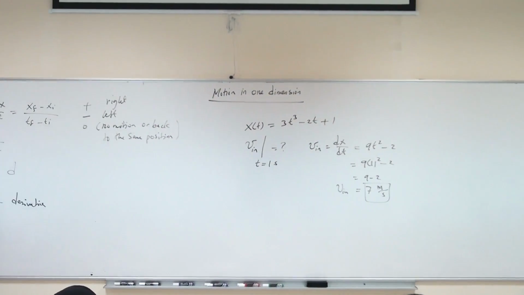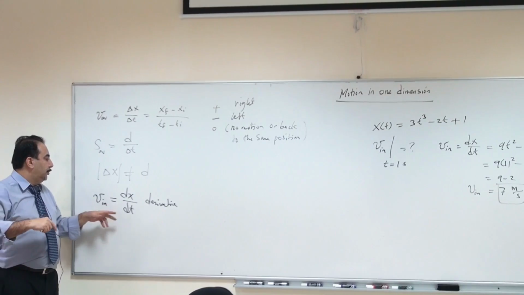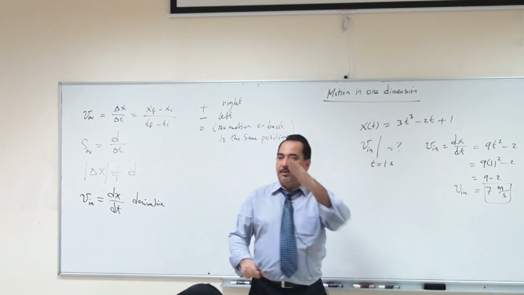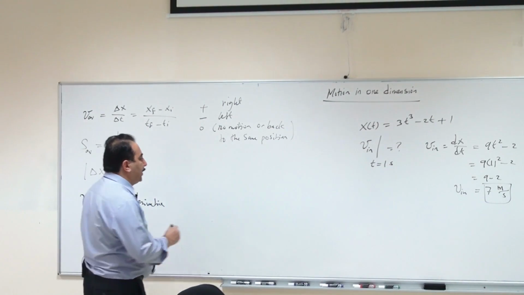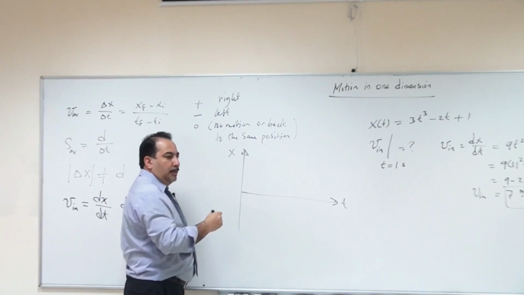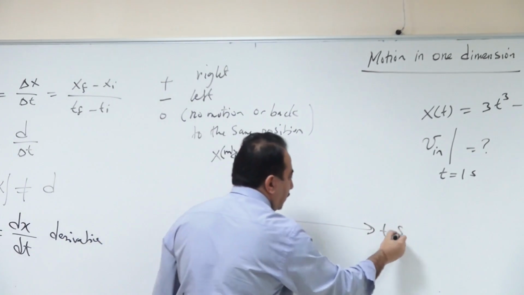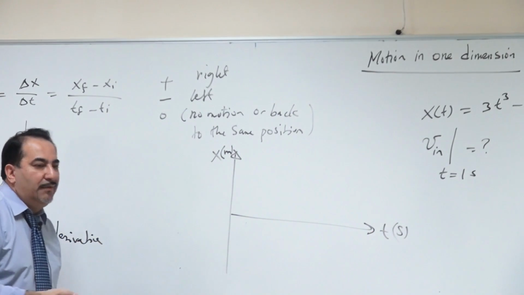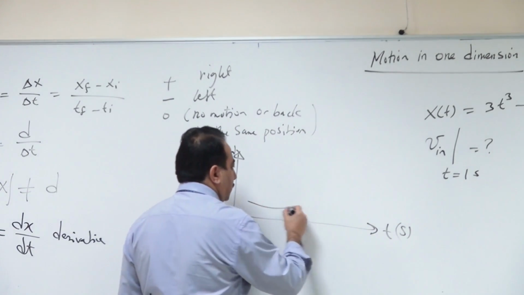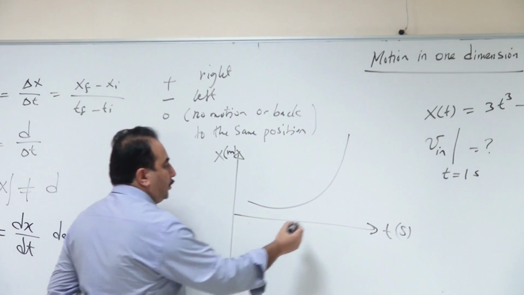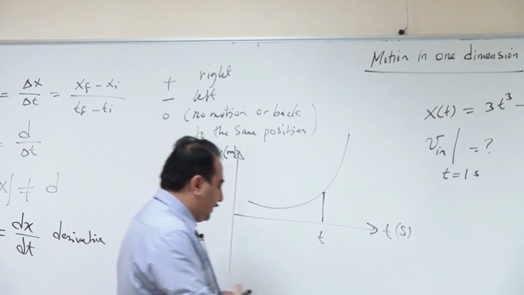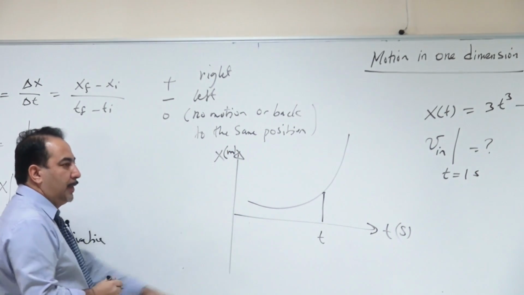What is the other meaning of instantaneous velocity, or how can it be found if you don't have an equation? What we usually have is a graph. The graph will be position with time, let's say in meters and seconds. Whenever you have a graph and you are asked about the instantaneous velocity, let's say this is my x of t function, and I want to know at this time t, what is the instantaneous velocity here.